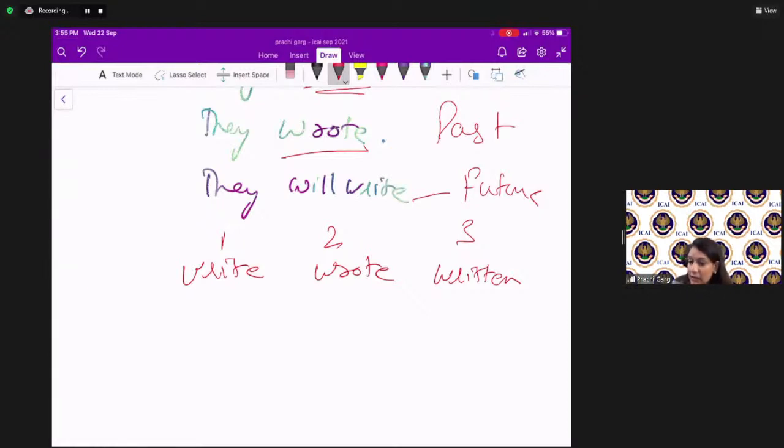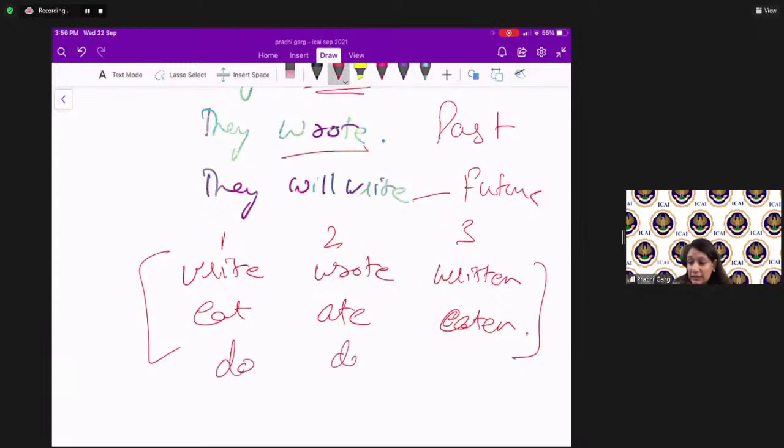Yes, please. I've already changed the color. It's red now, right? So something like eat. Eat is the base form of the verb, and ate becomes the second form of the verb, and third is eaten. If you know this list of verbs, you will actually understand tenses and the rest of the topics better. Do, did, done, right? Am I clear?